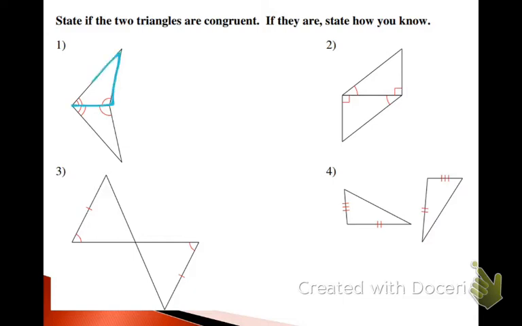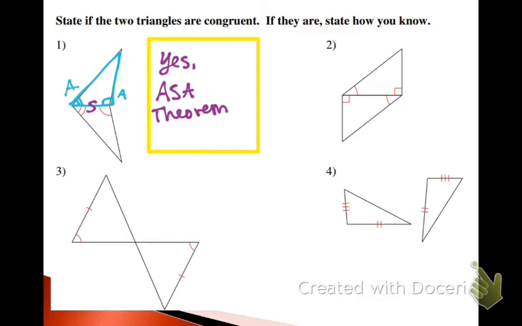What do we have congruent? An angle and an angle. What else do we have? The side, which one? The middle one, the one they share. So which theorem would this be? Angle, side, angle. So it'd be yes, because it's angle, side, angle theorem. So again, look, all the information is on one side of the triangle.